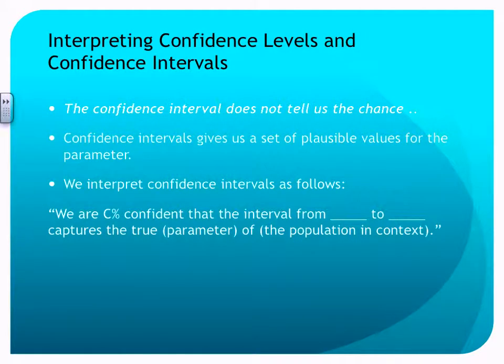Okay, so a little bit more background. The confidence interval does not tell us chance. A confidence interval is not a probability. So it is not saying 95% of the time. It's measuring how confident you are that a certain population parameter would lie between a certain range. So it gives us plausible values for your parameter, that's your population.